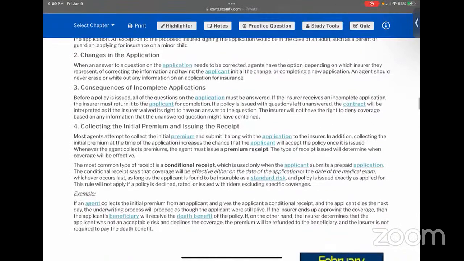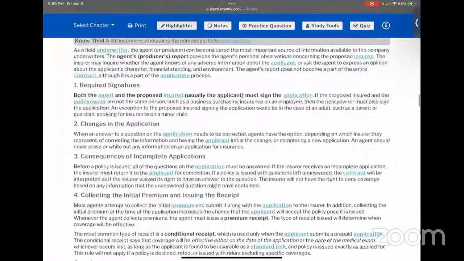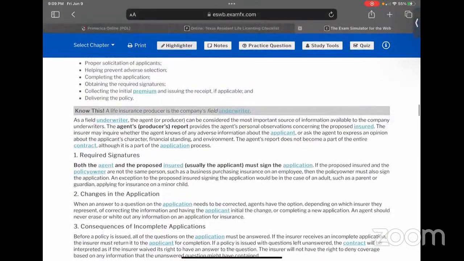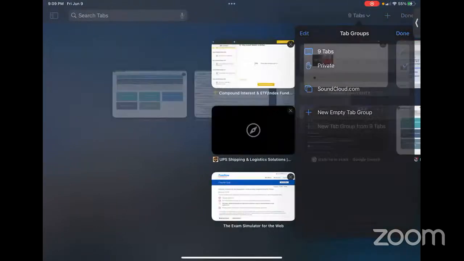If they didn't answer the question, then they automatically assume that the insurer, which is the company, waived that question. They don't have to answer it. So I just wanted to make sure we aren't sending Louisiana and Texas off with Illinois. So that's good that you're on here, because now you're going to get that question right.